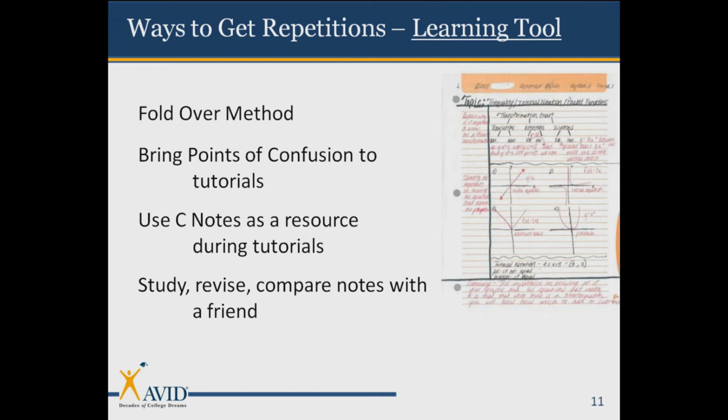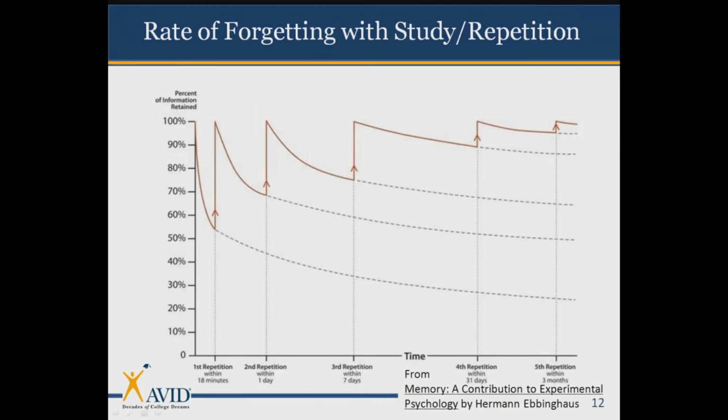And then lastly, I always want to be studying, revising, and comparing my notes with a friend, making sure that my notes are accurate, and using that skill of collaboration that we work on in AVID all the time. So we just looked at 10 different ways to get multiple repetitions of information using your Cornell notes.